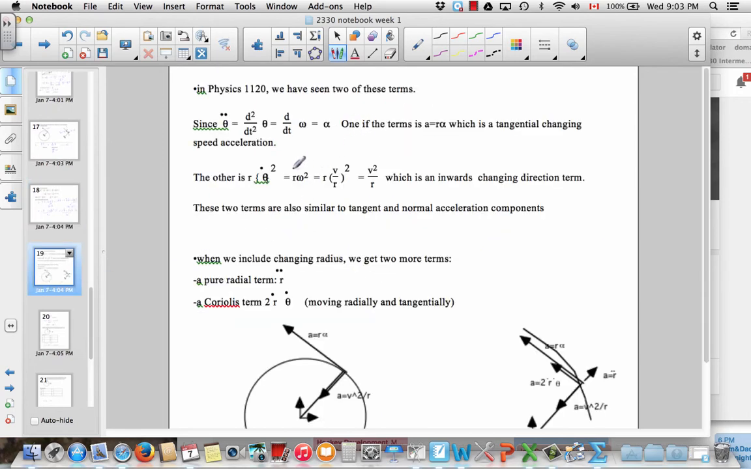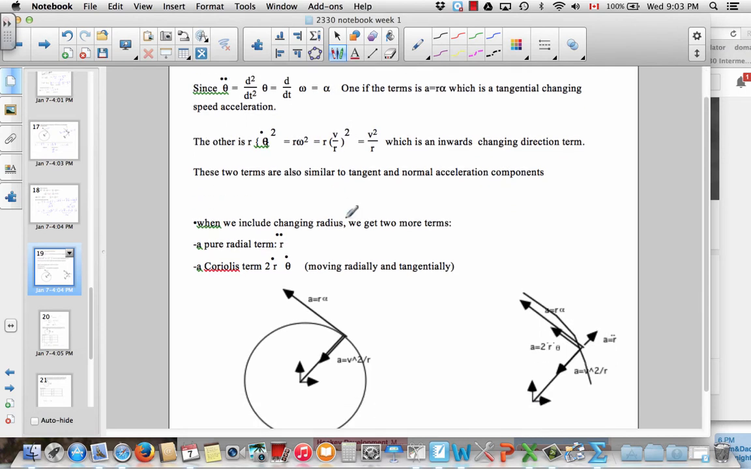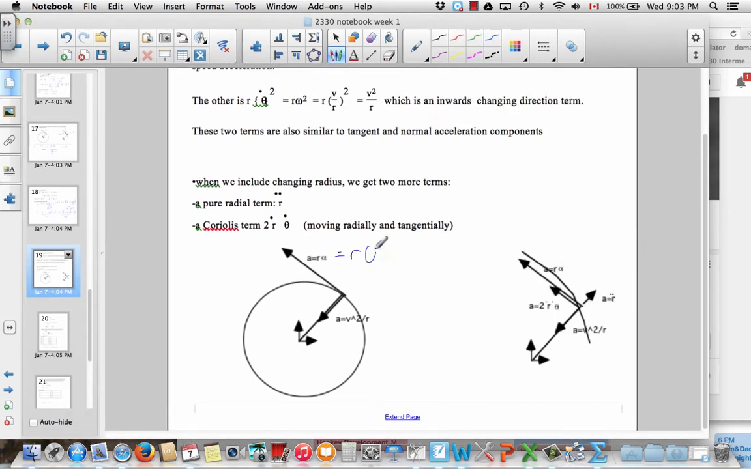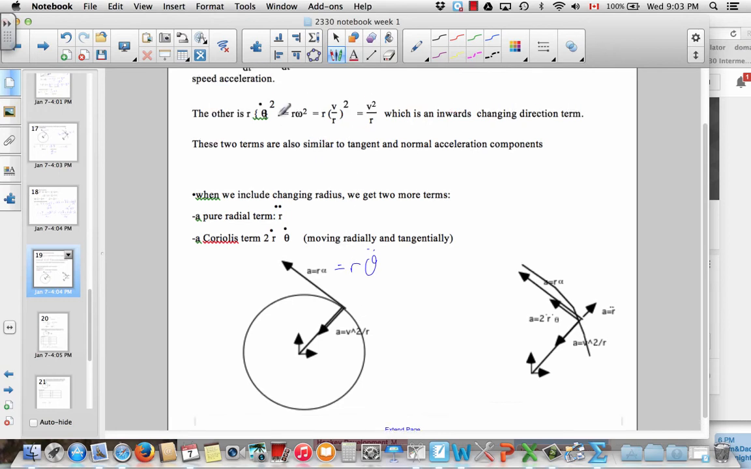Now, we've seen many of those terms before in our previous physics course, because theta double dot is the angular acceleration alpha. We've seen that r theta double dot term before, and the r theta dot squared in the negative radial, or inwards, direction, well, that's just v squared over r. So we've seen those two terms before.